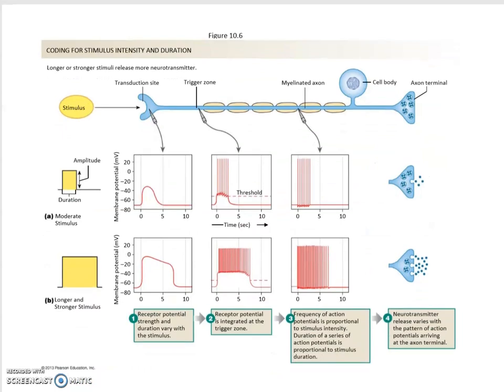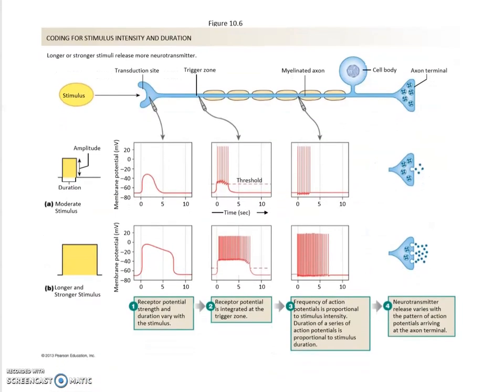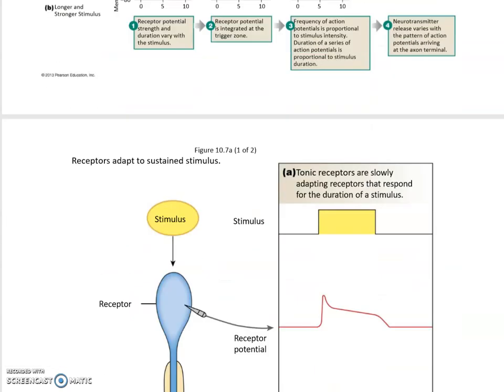So here will be a diagram showing these different modalities. You can tell that in this row right here, you have fewer action potentials being fired, so that's a smaller stimulus. Here is a longer and stronger stimulus, and that means you're going to have a lot more action potentials that are being fired.